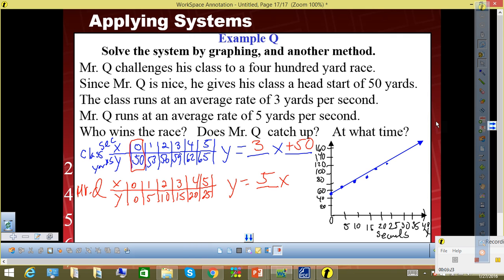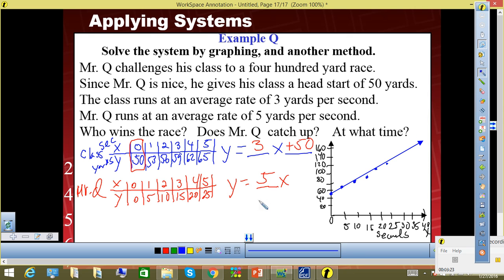Ayana, you almost done graphing? Very good. And now I'm going to graph, and label this one students. Students or class, that's fine. Now let me graph mine. At 0, I'm at 0. I haven't moved. We're barely starting the race.